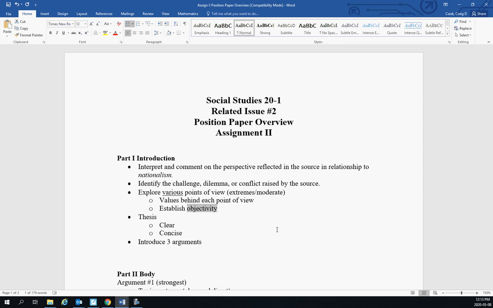And by points of view, I mean someone might be extremely in favor of the source or someone might be moderately in favor of the source. What are the different points of view? Why would someone agree with the source? Why would they disagree? Why would they maybe kind of agree with the source?